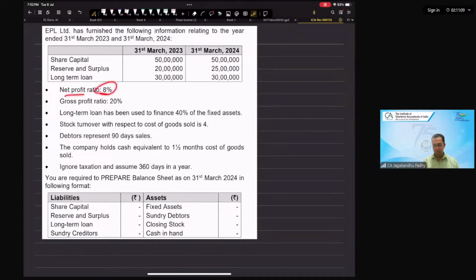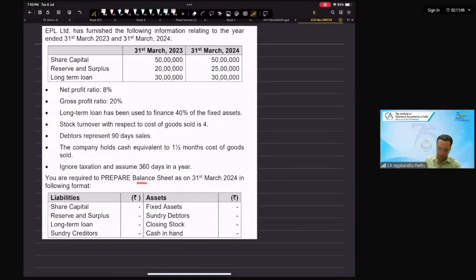Net profit ratio is 8%. Gross profit ratio is going to be 20%. Long-term loan has been used to finance 40% of the fixed assets. Okay, so long-term loan is going to be 40% of the fixed assets. Stock turnover with respect to cost of goods sold is 4. Debtors are representing 90-day sales. Now remember, we are talking about stock turnover, so we're going to take the average stock. The company holds cash equivalent to 1.5 months cost of goods sold. Ignore taxation and assume 360 days in a year.